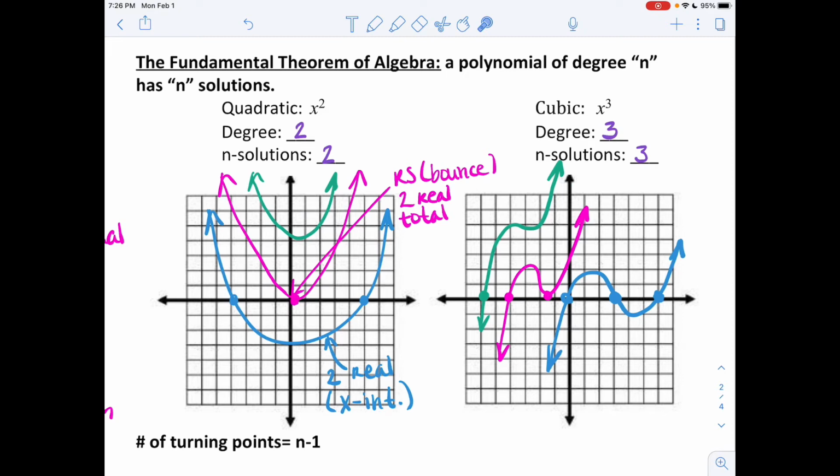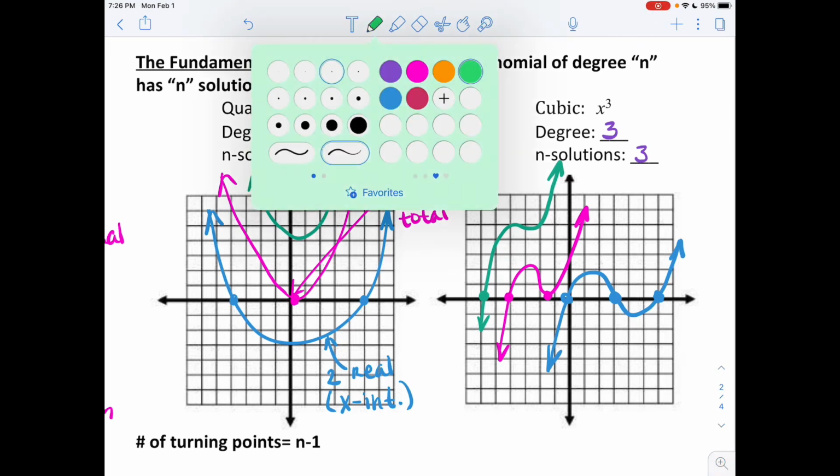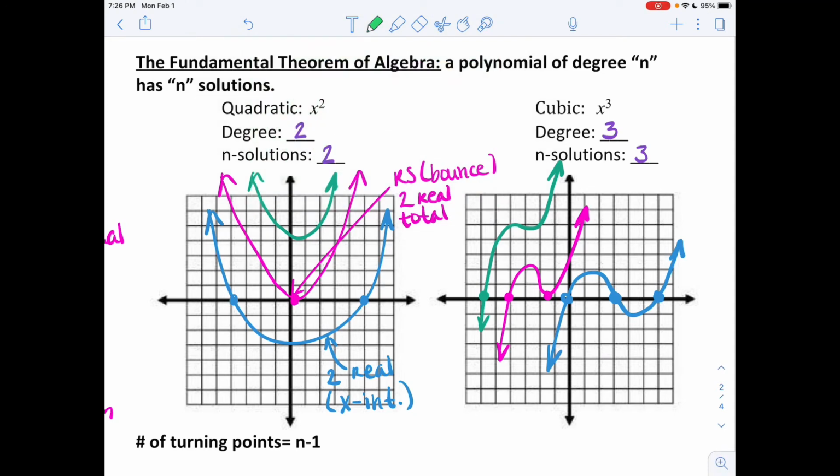Finally, the third thing that I could have is I could have a graph that never touches the x-axis at all, like this green one. And in that case, I can't physically see any x-intercepts, so that means that I have 2 imaginary solutions. They are in a different plane, so it's 2 imaginary solutions.